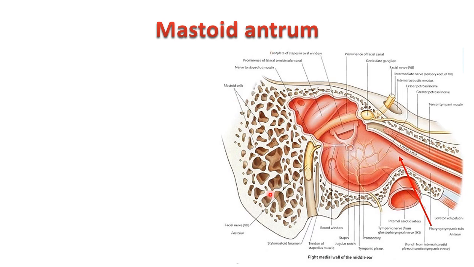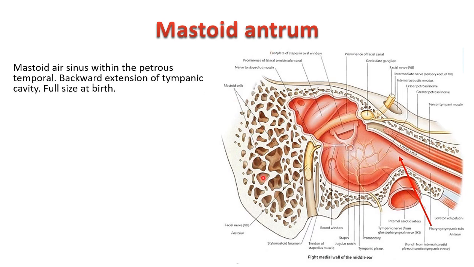So what is the mastoid antrum? You are able to see it within the petrous part of the temporal bone, and it is also considered as the backward extension of the tympanic cavity. This antrum or space is full size at birth. So your mastoid antrum, tympanic cavity, ear ossicles and bony labyrinth are all full size at birth. Now this mastoid antrum will be invaded by mastoid air cells, the sprouting of the mastoid air cells, and that takes place only after birth, up to 2 years.